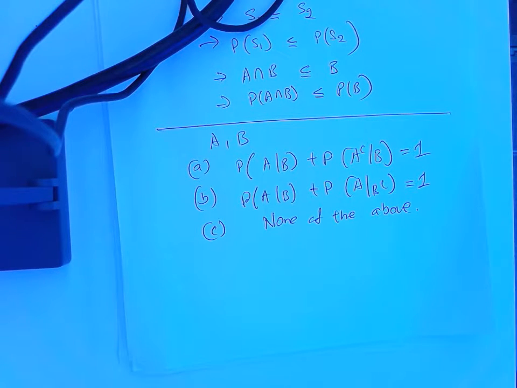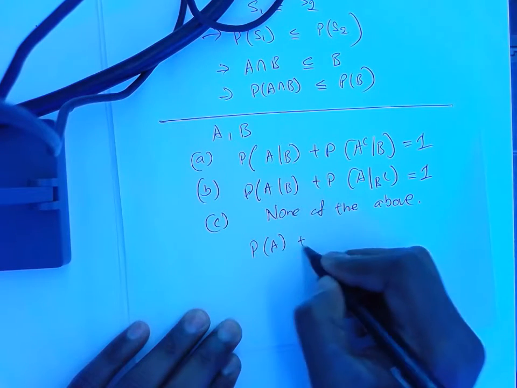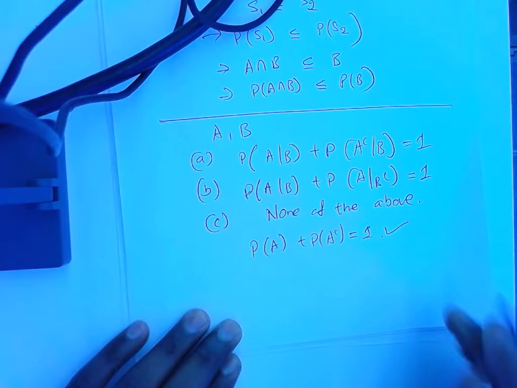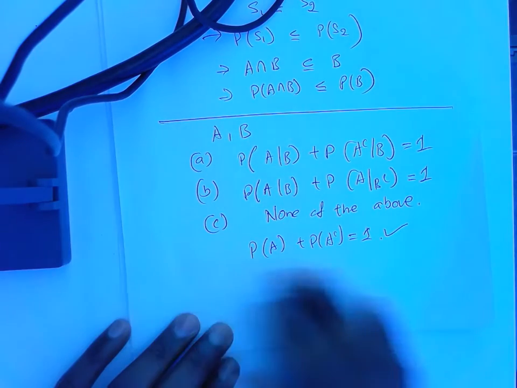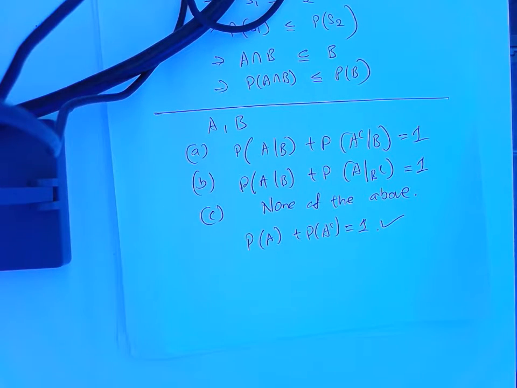We all know that probability of A plus probability of A complement is equal to 1. Okay, we know this. Now, which of these above three are correct? Do A and B cover all? Nope. There's no such case. A and B are just two events.